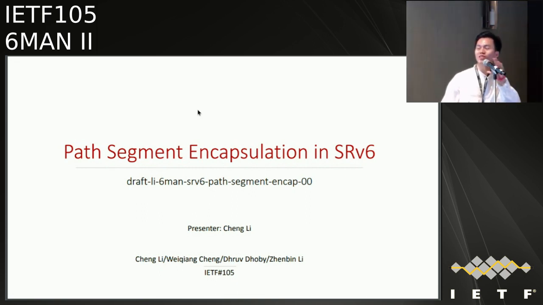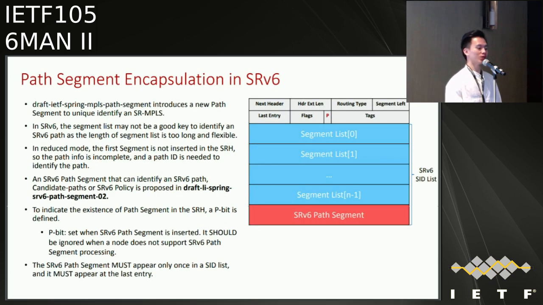Today my topic is path segment encapsulation in SRv6. We have introduced a path segment in SR-MPLS because we need a path segment to identify the path. But why do we need the path segment in SRv6? That is a question, right? Because with the SID list, we all know we can use that to identify the path.